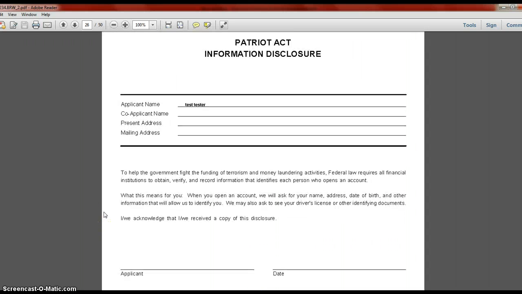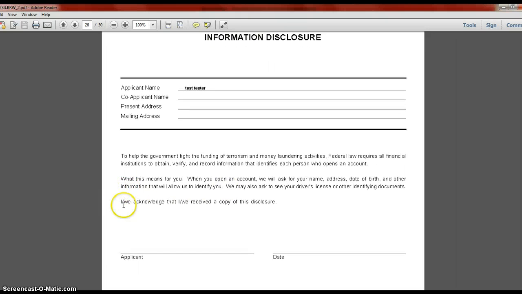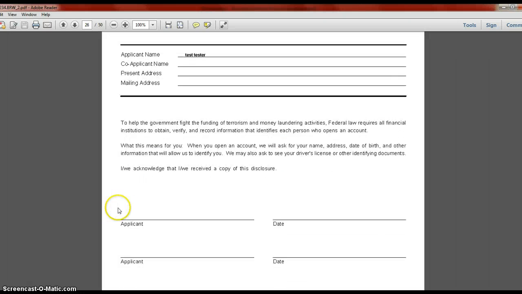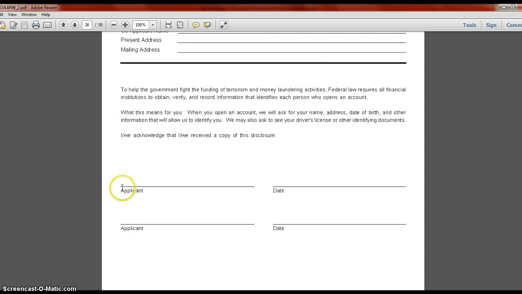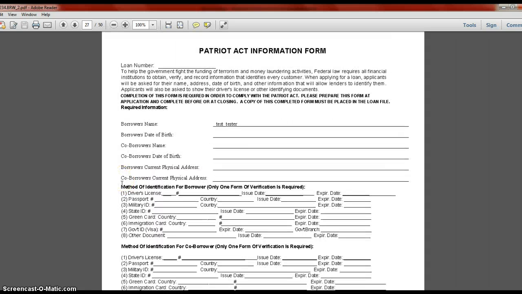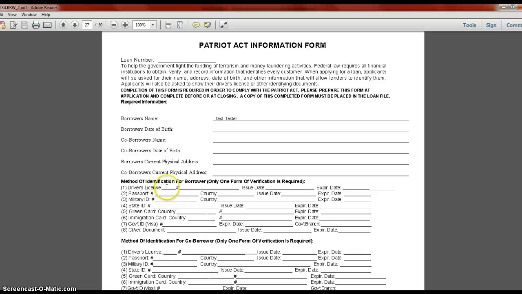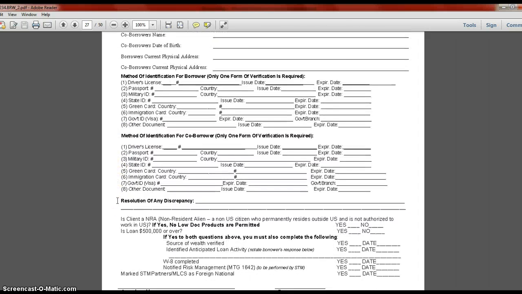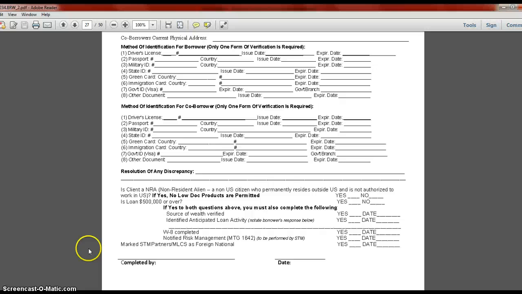And this is a Patriot Act information. It explains what the Patriot Act is, the information we need from you, and what it is used for. You know, money laundering, terrorism, things like that. And you sign there and sign there, and then this here, you put your driver's license. You just put the state, driver's license number, issue date, expiration date, and then you do this for the co-borrower too. And you have little things up here. Know where to sign. It's just, you don't sign here.